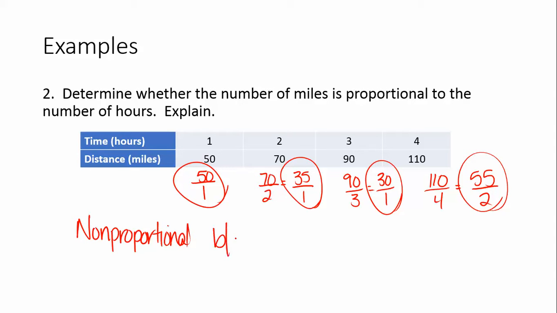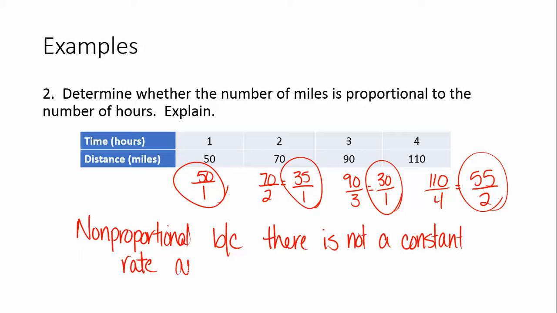Non-proportional because there is not a constant rate, you can say ratio, among the data.